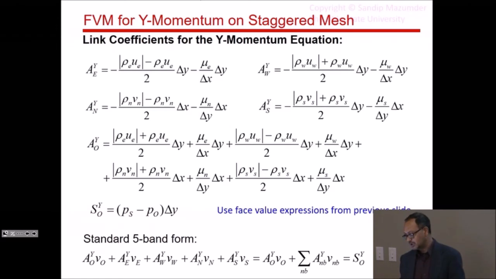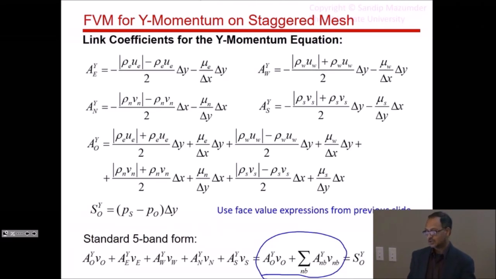Ultimately, you finally store this in 5-band form. Again, I've used the superscript y to denote that these are link coefficients for the Y momentum equation. This is the short form we've been using so far and will continue to use. Now, I'm not using n here, I'm using nb for neighbor. I think in some of the previous lectures I used n, but here I'm not using n because small n denotes the northern face. It gets confusing. So that's why I'm using nb.